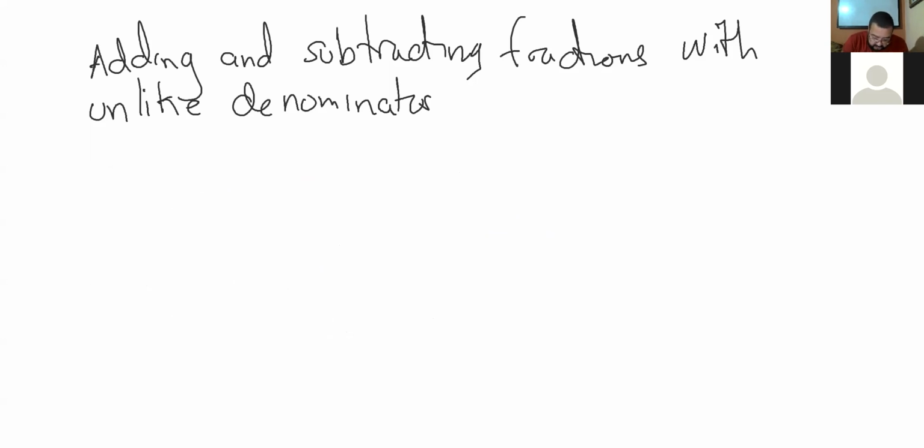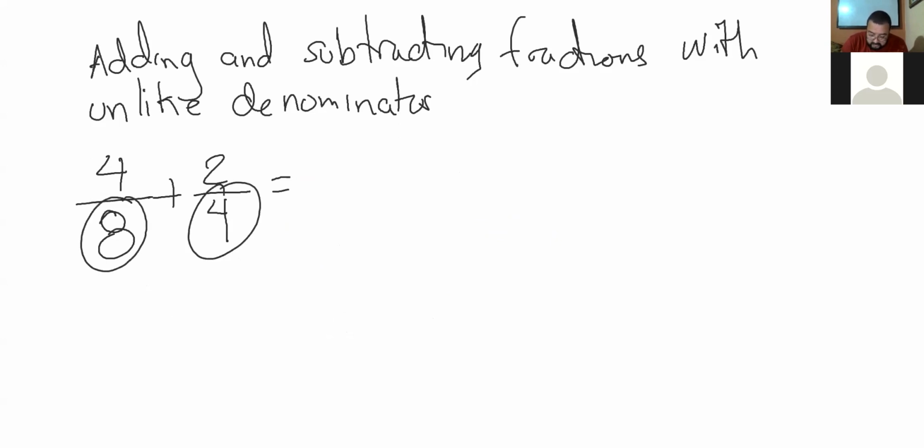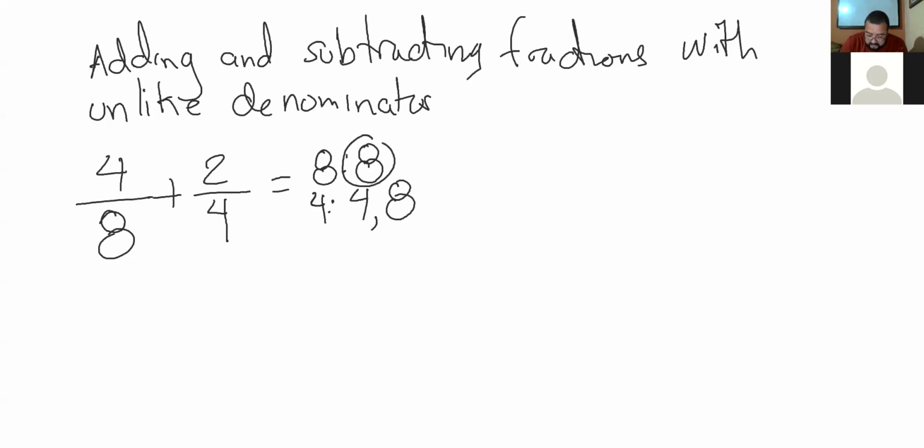The next example is 4 eighths plus 2 fourths. Okay, remember, we're going to equal the denominators. In this case, it's easy because we have 8 and 4. Multiples of 8. 8 times 1, 8. Multiples of 4. 4 times 1, 4. 4 times 2, 8. Look, they are equal. We have the least common multiple.